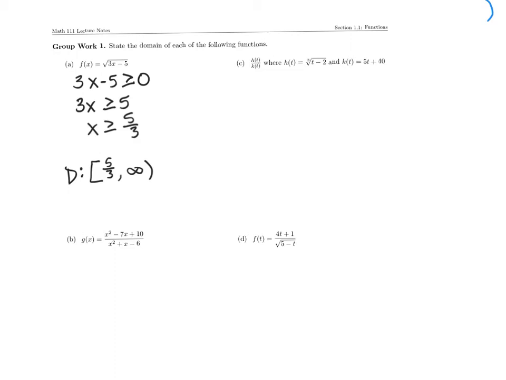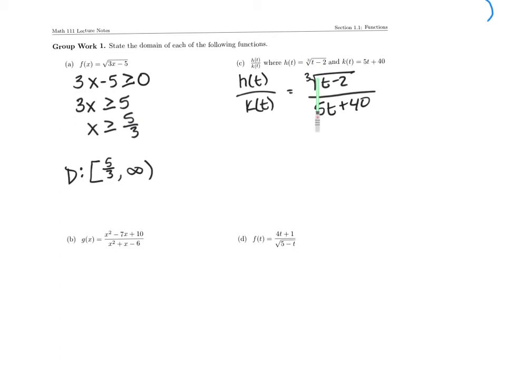Now, for example C, this is very similar to example B from the last page. We have h of t over k of t, so let's get that set up. h of t over k of t is equal to the cube root of t minus 2 divided by 5t plus 40. Now I want you all to be really careful here because a lot of people are going to think, oh look, we have 2 restrictions. We in fact only have 1.